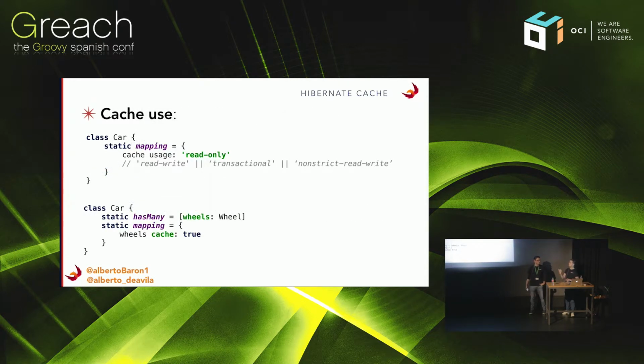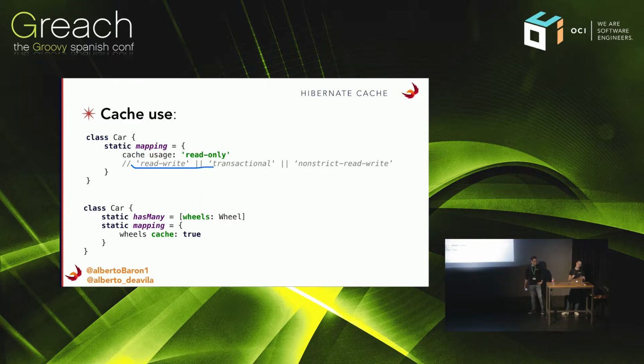Then in your code, for example, like that, you have to write in the mapping block something like that, the cache usage and the policy you want to use. Then you will have cached the results of this domain class.